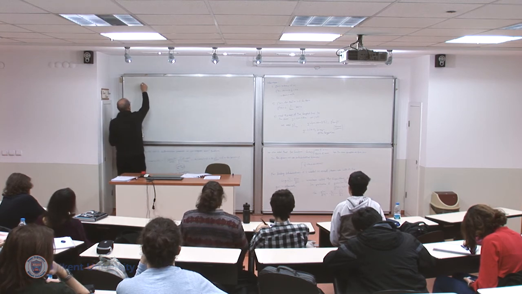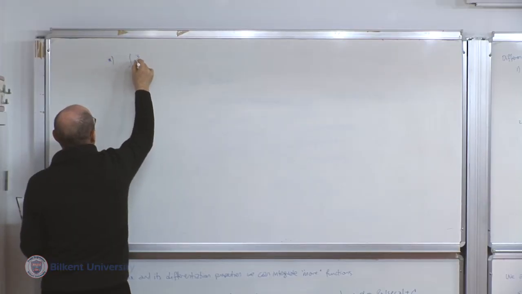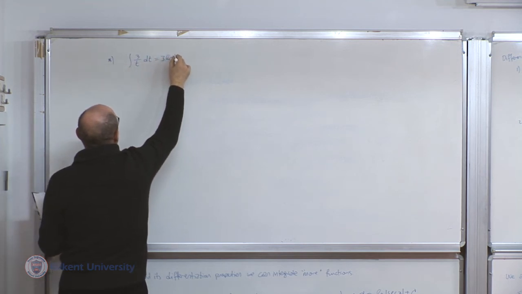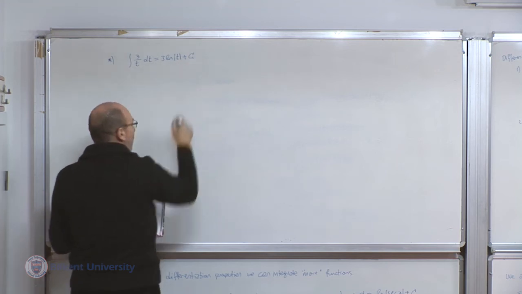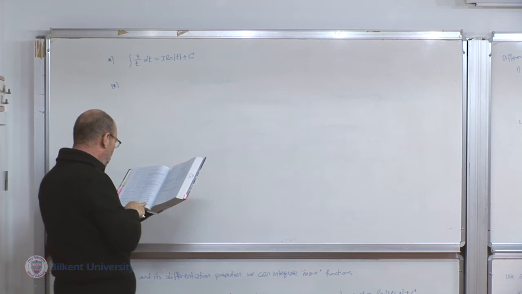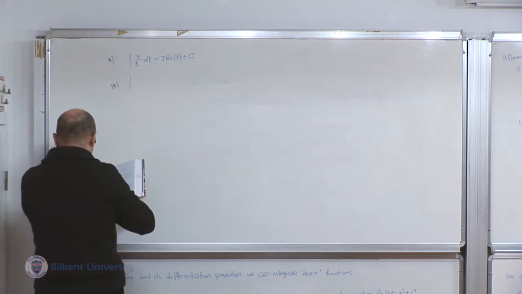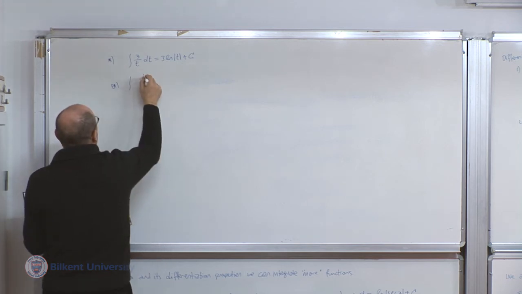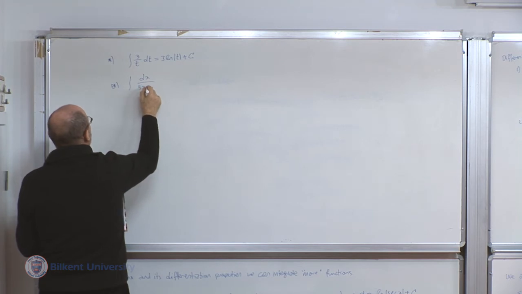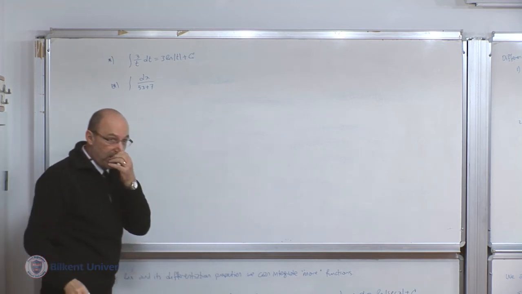Let's start with the easy one. I'll do the easy one. This is the integral of 3 over t dt, so this is 3 ln t plus c. Okay, so I did the easy one. Now I want you to do one of these. The integral of dx over something, like 5x plus 7. What are your suggestions for this?